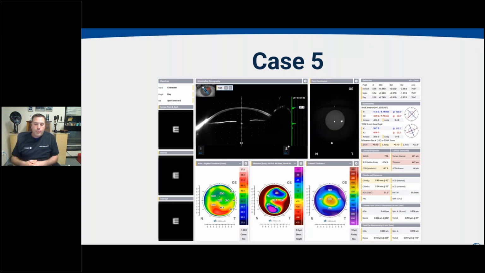And just to wrap up with a final case here of true, more clear-cut ectasia.